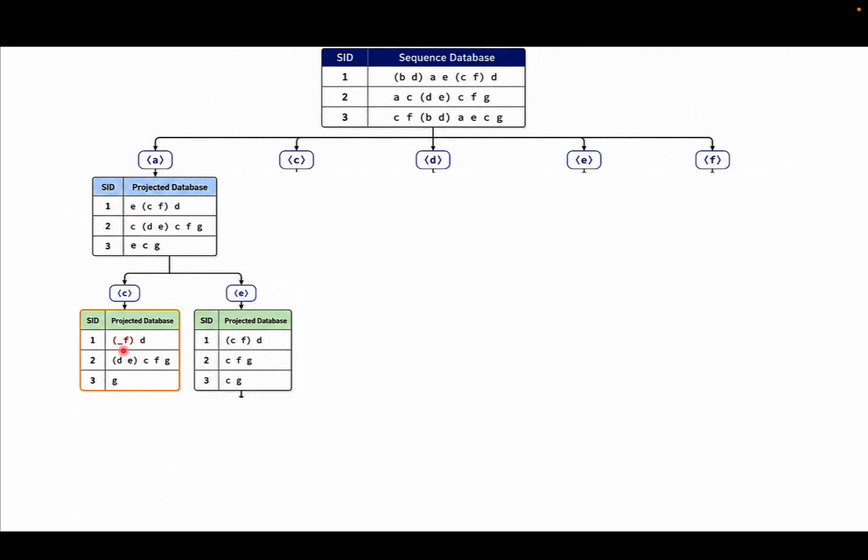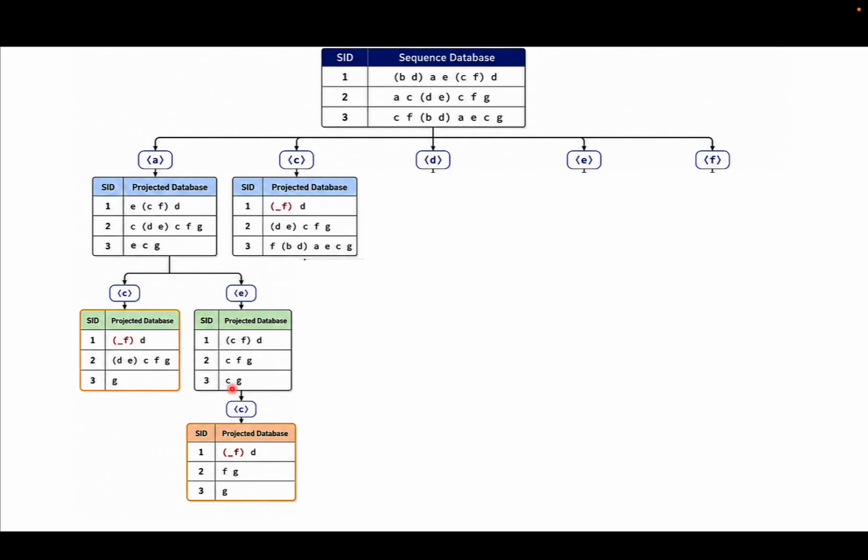Please pay attention to this underscore notation. It means that the prefix happened in a set where there are also other events that happened at the same time. No frequent elements inside the projected database of C, but inside the projected database of E, we can see that C is frequent, so we go ahead and find its projected database. We continue this process of finding the projected database for prefixes and try to look for more frequent elements to extend.